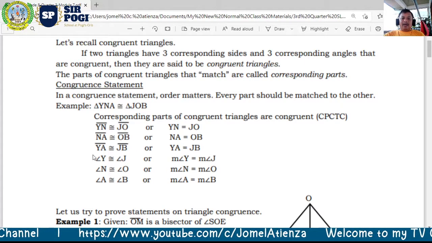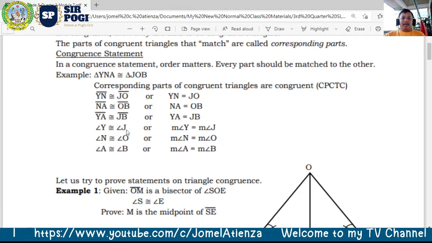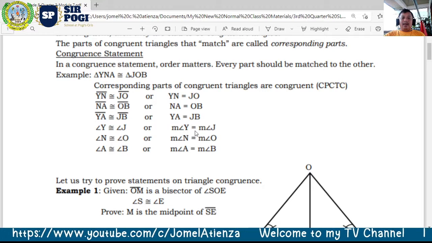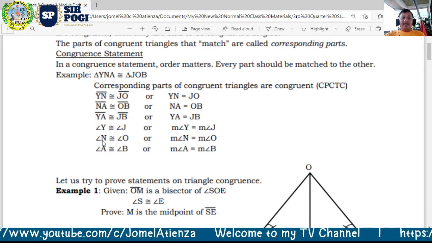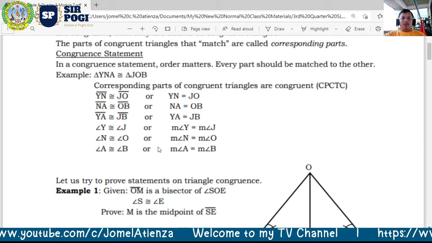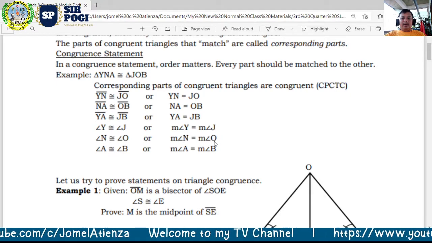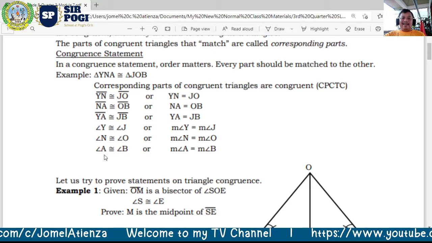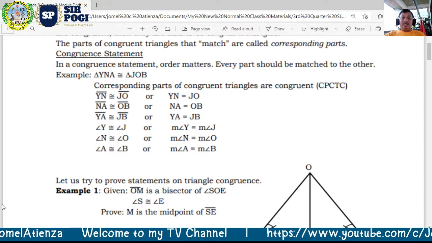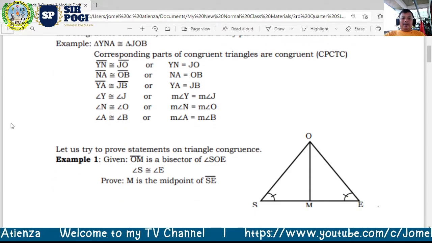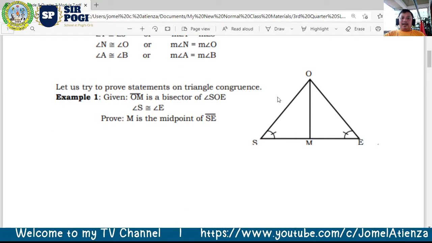And then, these are the corresponding angles. Angle Y is congruent to angle J, or the measure of angle Y is equal to the measure of angle J. Then, angle N is congruent to angle O, or the measure of angle N is equal to the measure of angle O. Then angle A is congruent to angle B, or the measure of angle A is equal to the measure of angle B. So let us try to prove statements on triangle congruence.